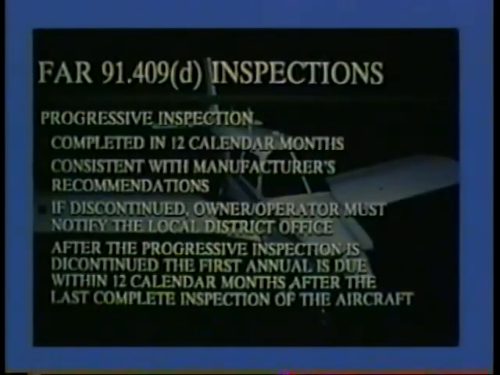Like the annual, the progressive inspection must be completed within a 12-calendar-month period. It must be consistent with the manufacturer's instructions. And if the inspection is discontinued, the owner or operator must notify the local FAA district office. After the progressive inspection is discontinued, the first annual inspection is due within 12 calendar months after the last complete inspection of the aircraft.